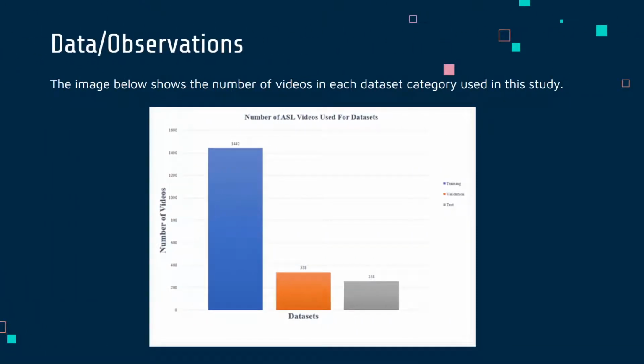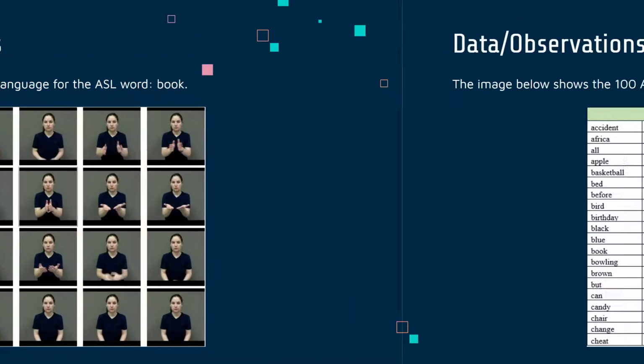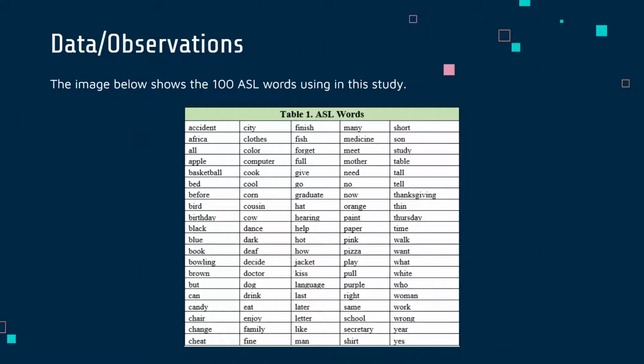In my dataset, I had a total of 2,038 videos, with most of the videos being in the training set. Here we can see an example of a video from my dataset for the word book. Here we have one of the signers making the sign for the book by opening and closing her hands. The image below shows the 100 ASL words that I used in the study.